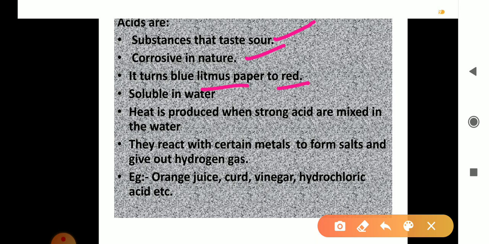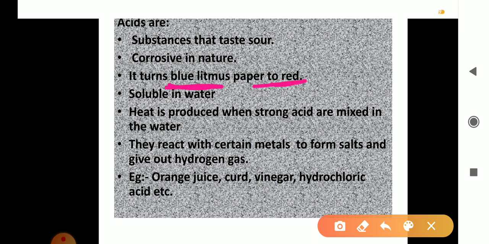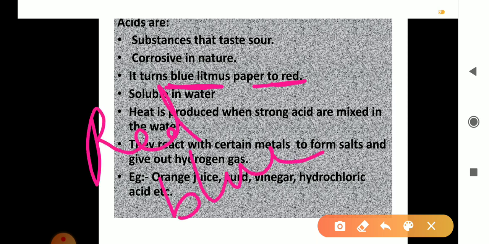Actually, litmus papers are indicators. They indicate whether the substance given to you is an acid or a base. If we dip the litmus paper in acid, then acid turns blue litmus paper into red. Actually litmus paper is of two types, one is red and second is blue. Red पे तो कोई effect नहीं होगा acid का, but blue litmus paper will change into red, right?